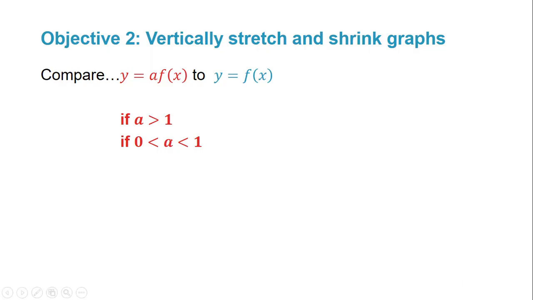Okay, in this video, we're going to continue our study of transformations of functions and look at two different types of transformations that will involve stretching and shrinking graphs and also reflecting graphs. So the first part of this lesson will be on vertically stretching and shrinking graphs, and we will be comparing the graphs of y equals a times f of x to the graph of y equals f of x. So a is just a number that we are multiplying by a function, and there are two cases to consider: when a is greater than 1 or when a is between 0 and 1.